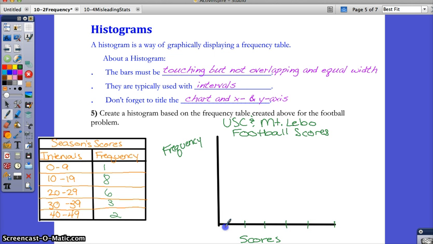So this first one is going to be 0 to 9. You've got to put your interval right on there. Then 10 to 19. Then 20 to 29. 30 to 39. And 40 to 49. The highest frequency that I have in one of these intervals is 8, so just make sure on your y-axis you leave room to get up to 8.